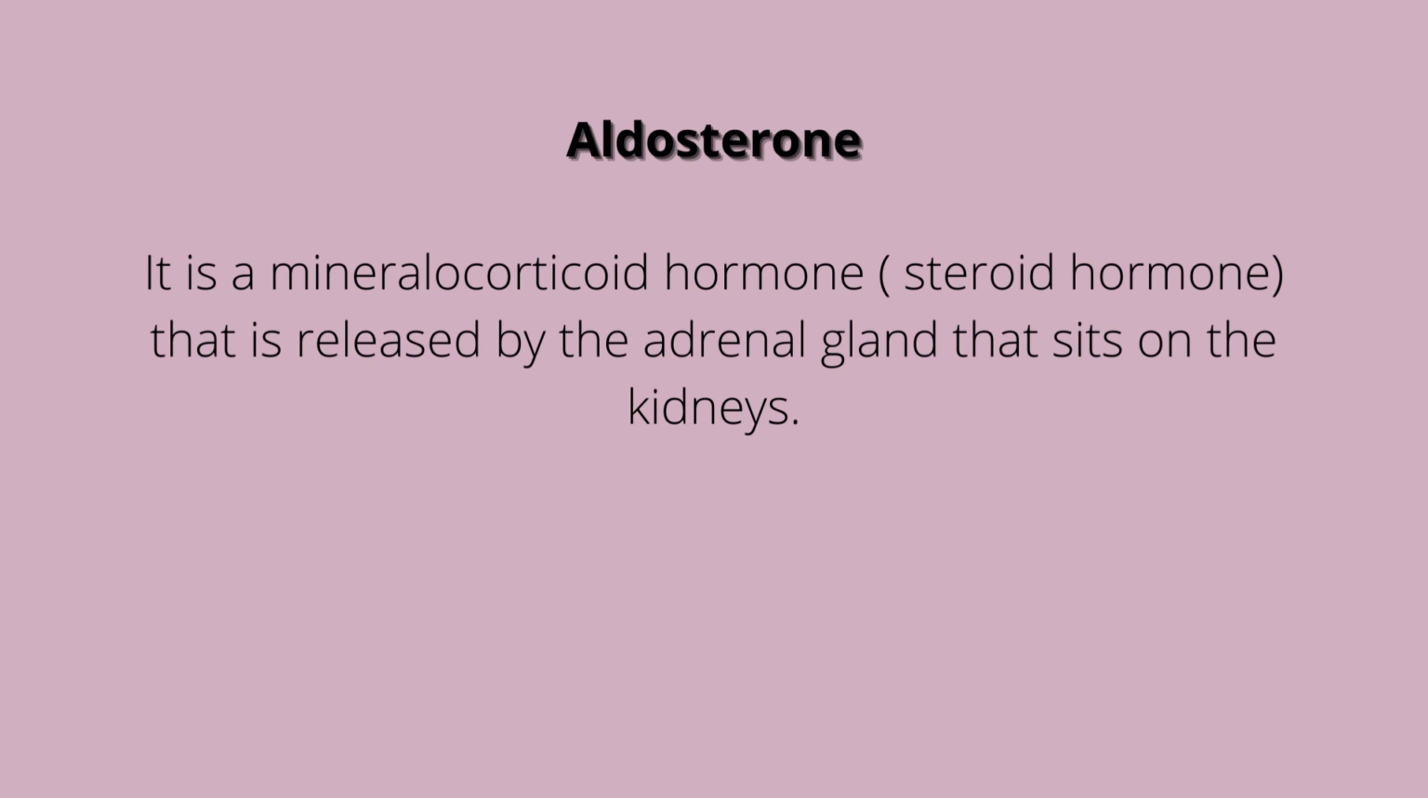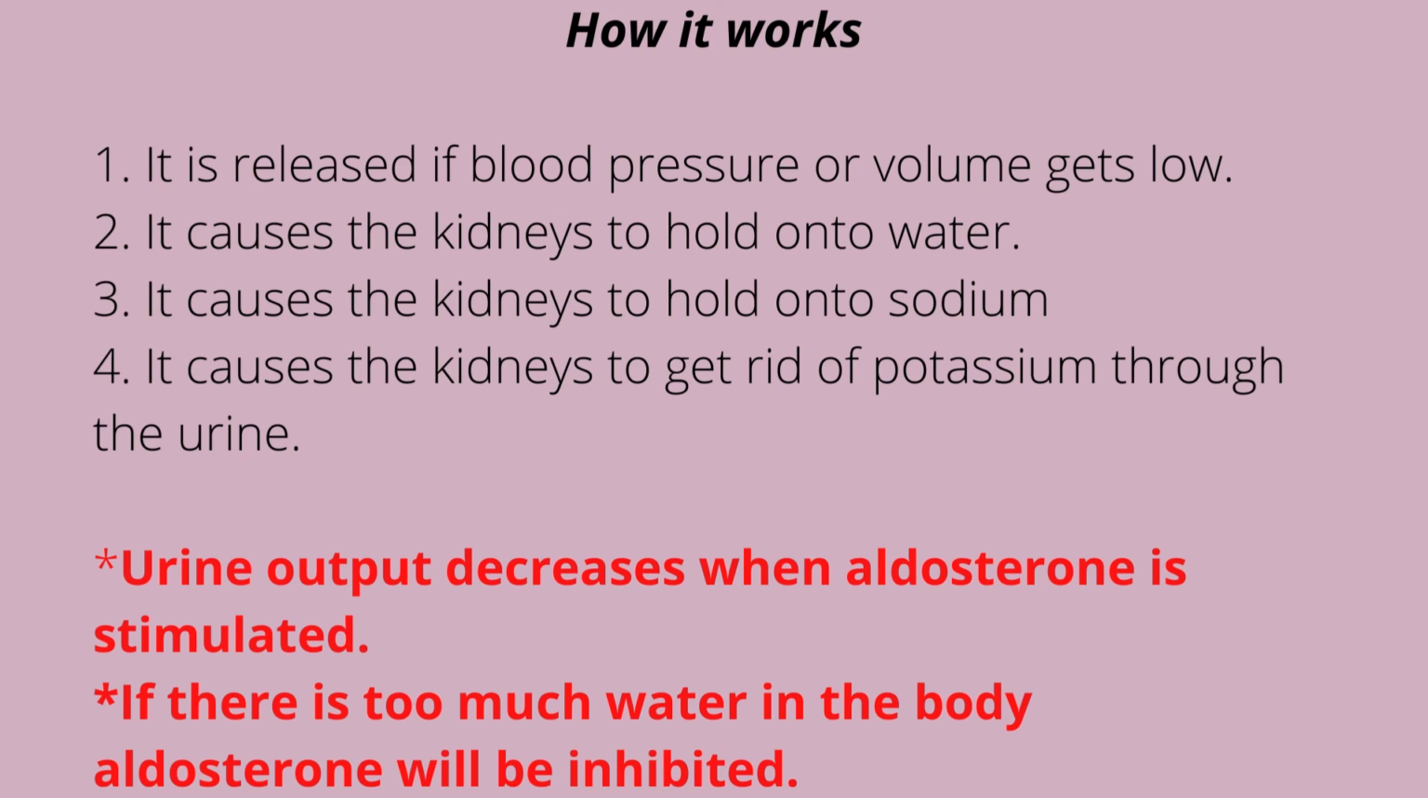So it could be either a disorder or it could be due to blood pressure that causes aldosterone to be released. It causes the kidneys to hold on to water. It also causes the kidneys to hold on to sodium, and also causes the kidneys to get rid of potassium. So when aldosterone is released, urine output decreases. And if there is too much water in the body, aldosterone will be inhibited. So when there's a release of aldosterone, it kind of tells the body, all the water that is going out, hold it in. We are not peeing. We need to increase the blood volume.